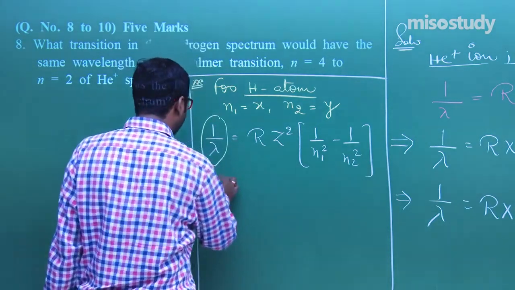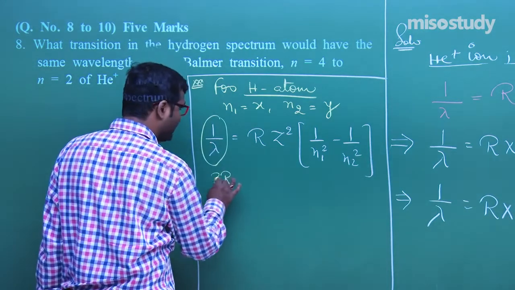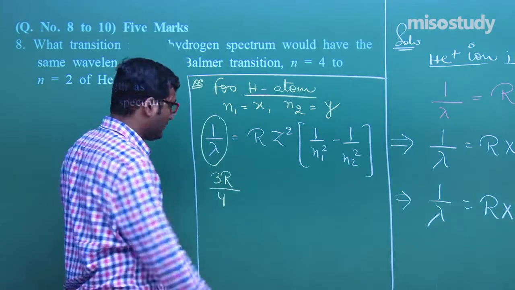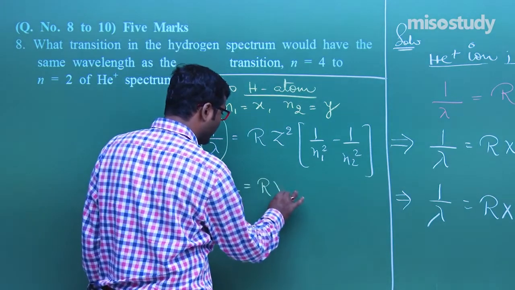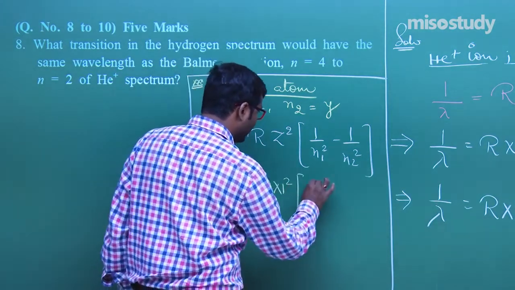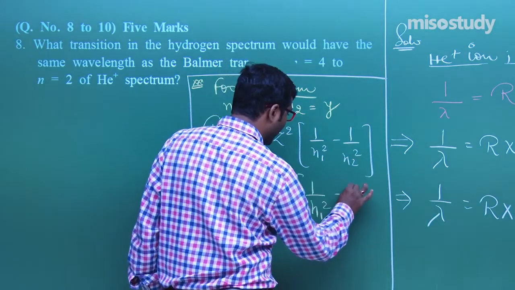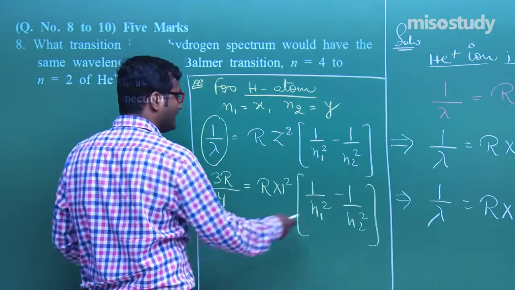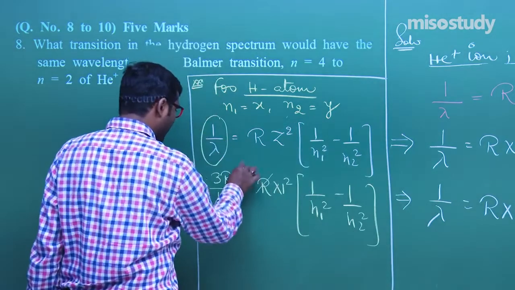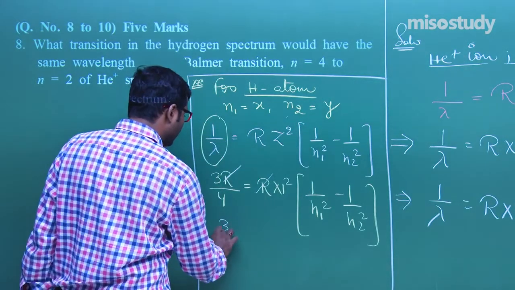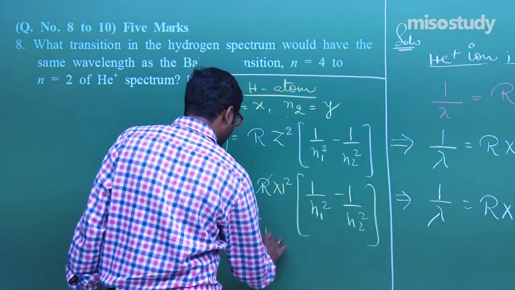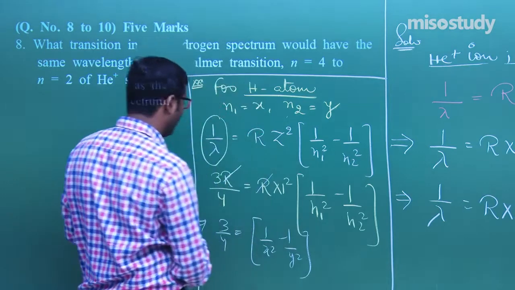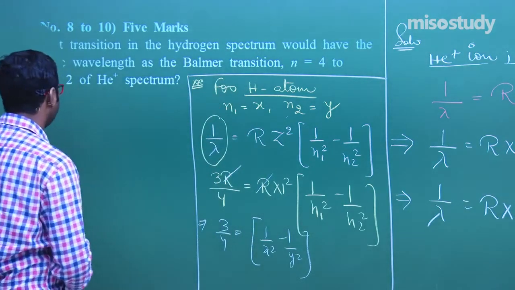Now here, 1 upon lambda, according to the first conclusion, what we get? 3R by 4 is equal to R, and what is the atomic number of hydrogen? It is 1. That is 1 upon n1 square minus 1 upon n2 square. Clear to you? That is X and Y. This R will cancel this R. We get 3 by 4 is equal to 1 upon X square minus 1 upon Y square. Am I right? Now moving here, check it out.